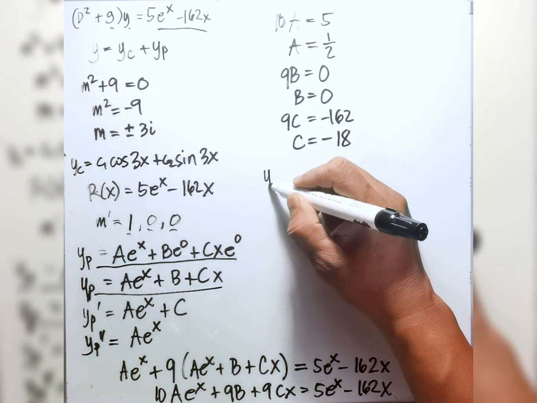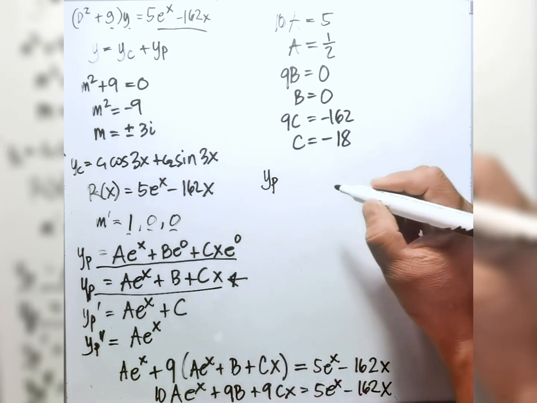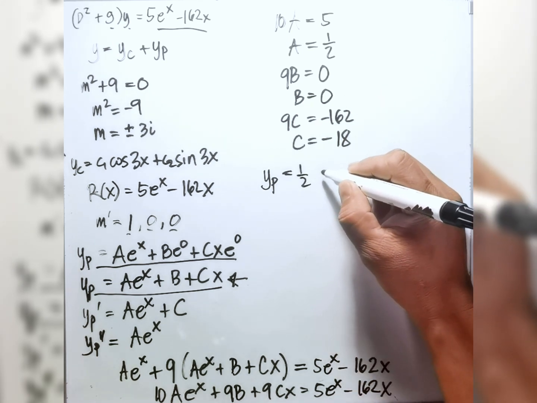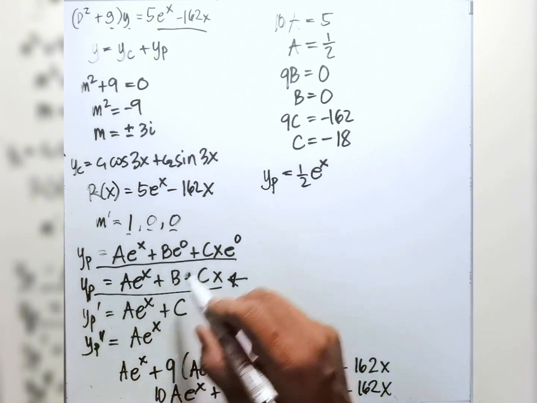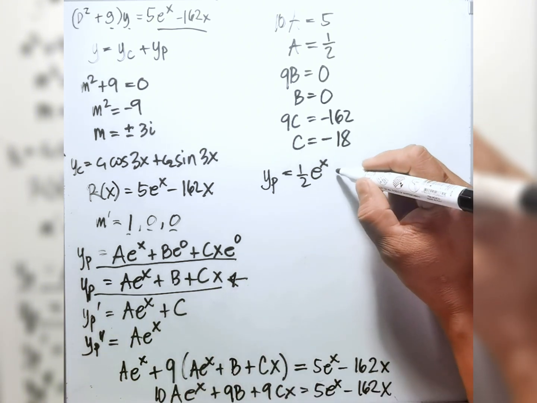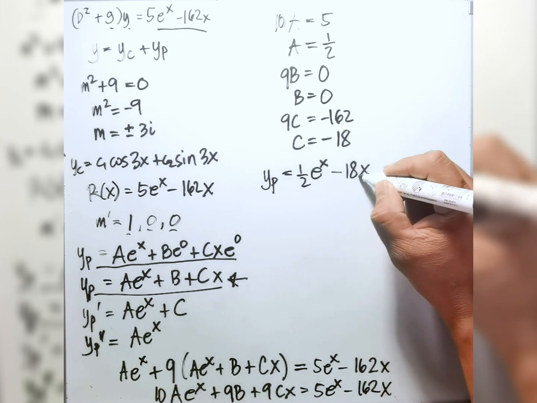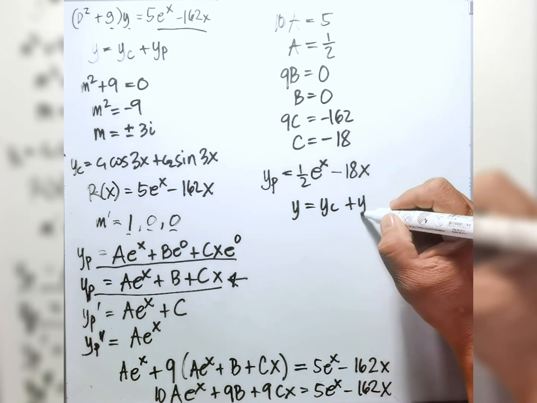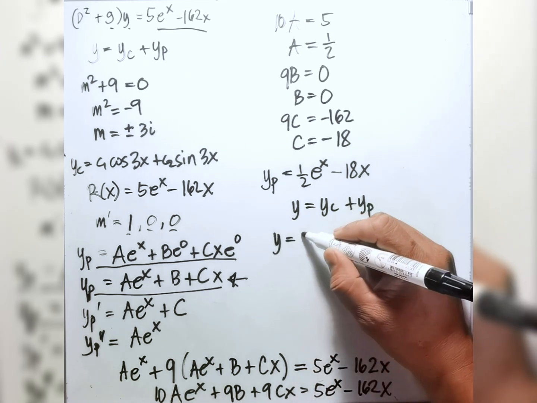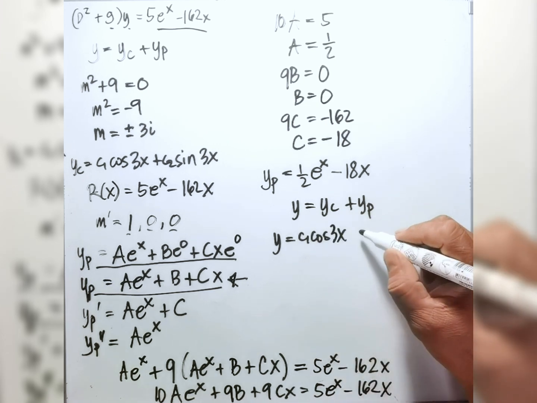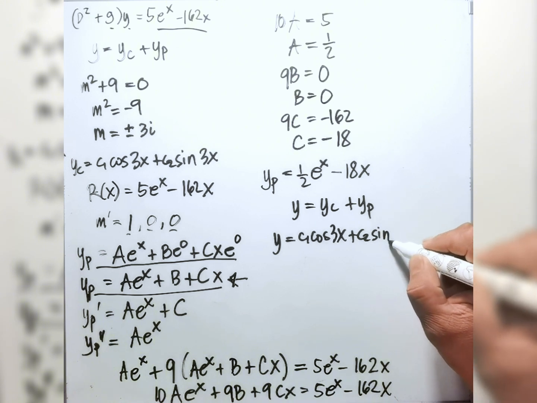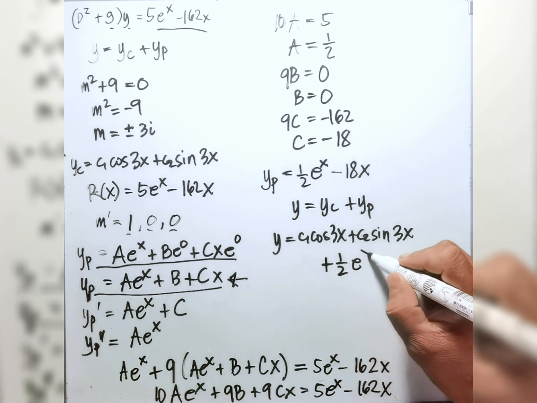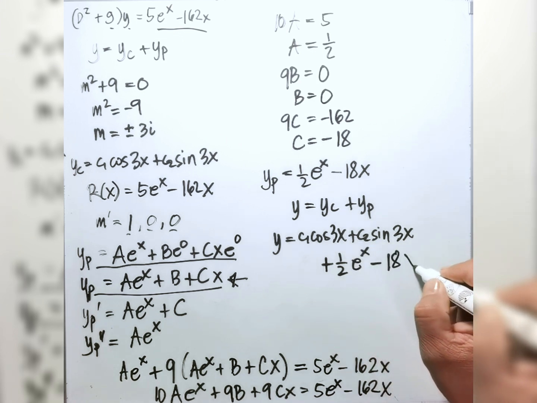Now our y sub p becomes A, which is 1 half, times e to the x, plus B, which is 0, plus C times x, that's negative 18x. So again, the general solution is y equals y sub c plus y sub p. Y sub c is c1 cosine of 3x plus c2 sine of 3x, plus y sub p, 1 half times e to the x minus 18x.